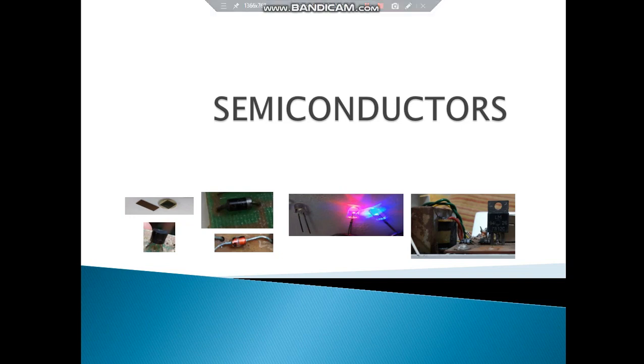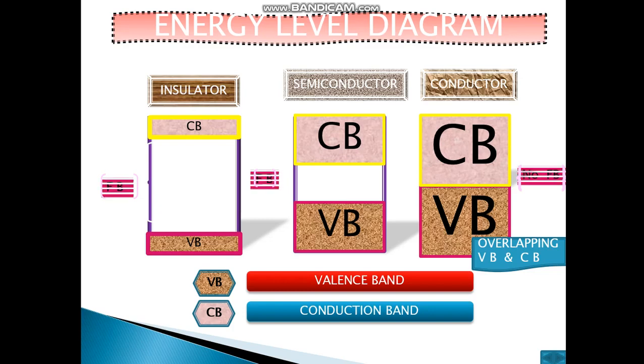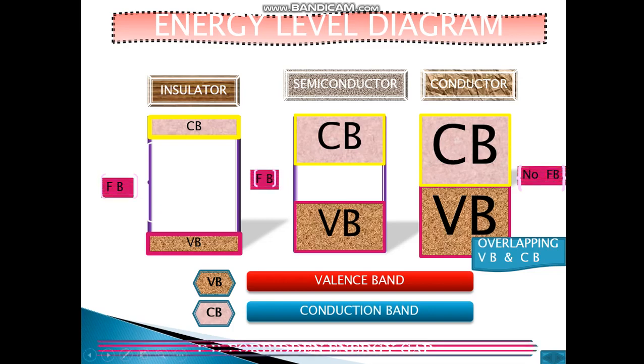Today we talk about semiconductors. Now let us see the energy level diagram: the insulator, semiconductor and conductor. If you compare, the forbidden energy gap between the valence band and the conduction band is the largest in insulators, and it is overlapping in the conductor. Semiconductor is in between.